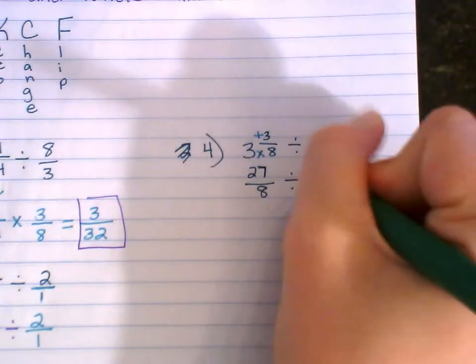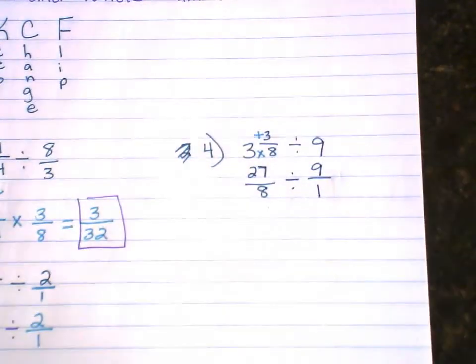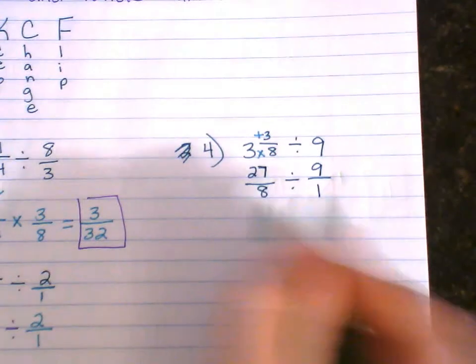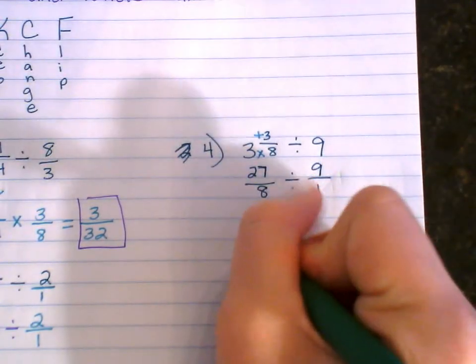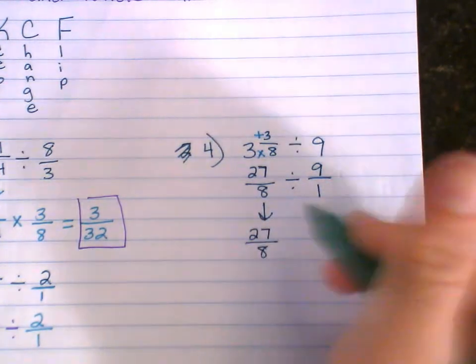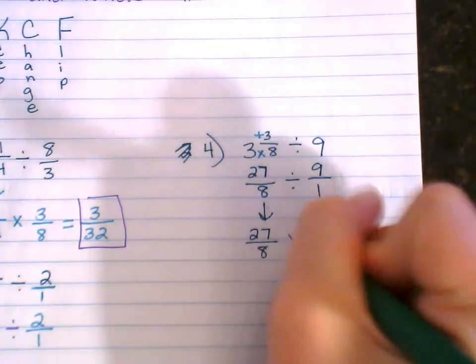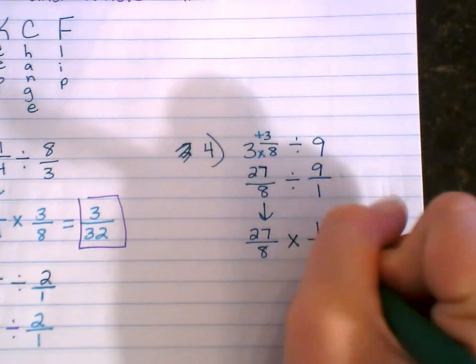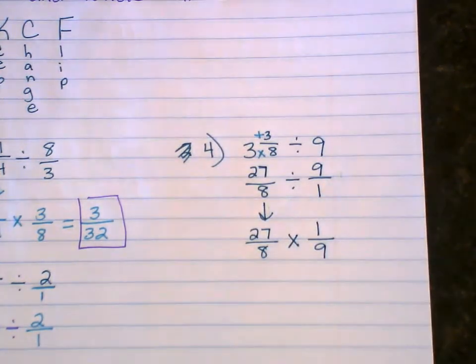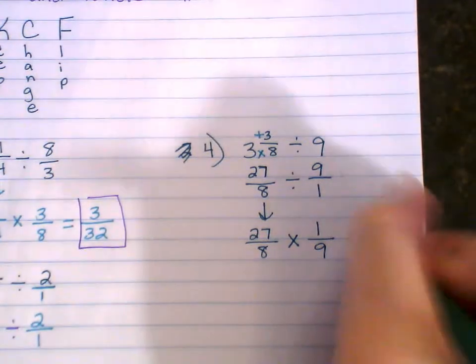What's 9 the same as? 9/1. All right, now we have 2 fractions that we're dividing. So keep, change that division to multiplication, flip. All right, and then you just multiply straight across.